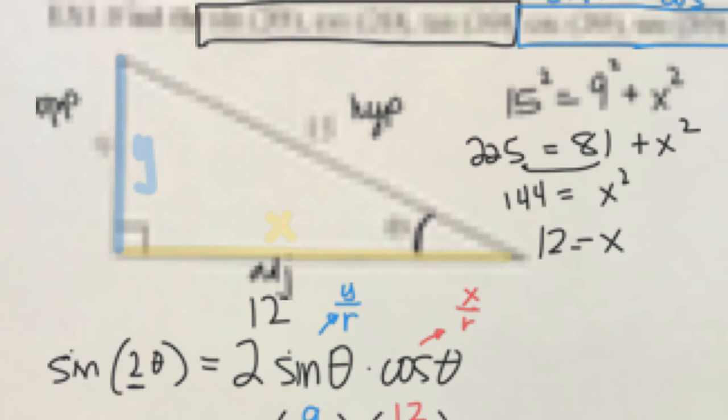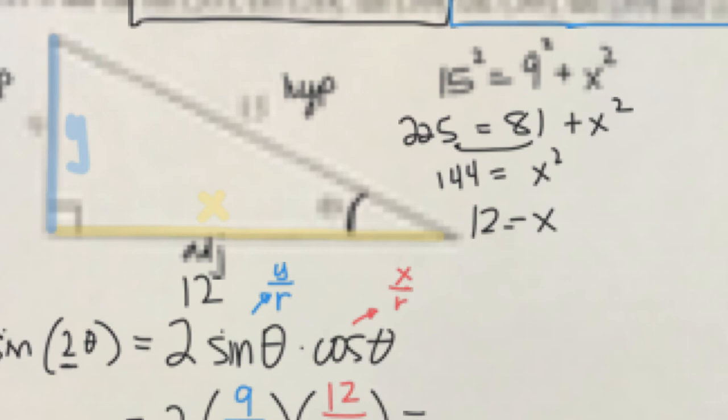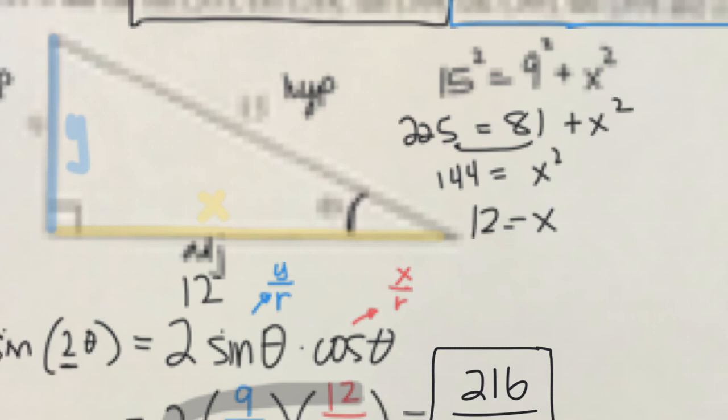So now it's just a matter of multiplying all these things out. If you need a calculator, by all means get a calculator. Remember how we do fractional multiplication? That is top times top times top, so 2 times 9 times 12, over bottom times bottom. 216 over 225, well, that's your answer. This is a ratio, 216 over 225, and that is the exact value.